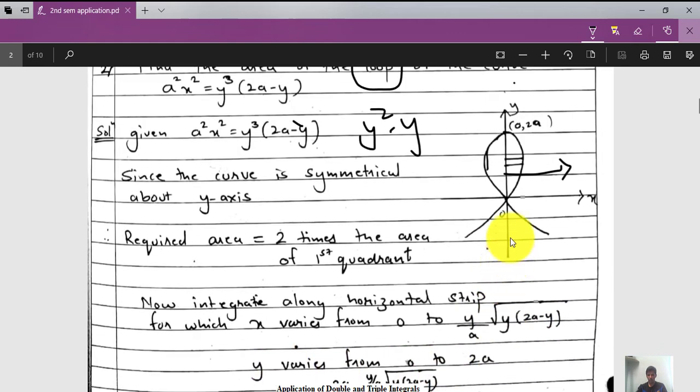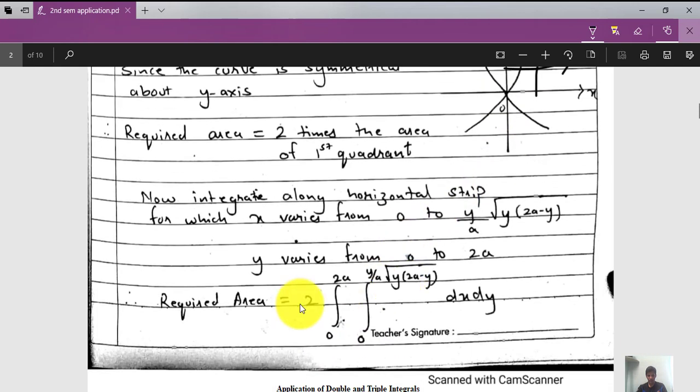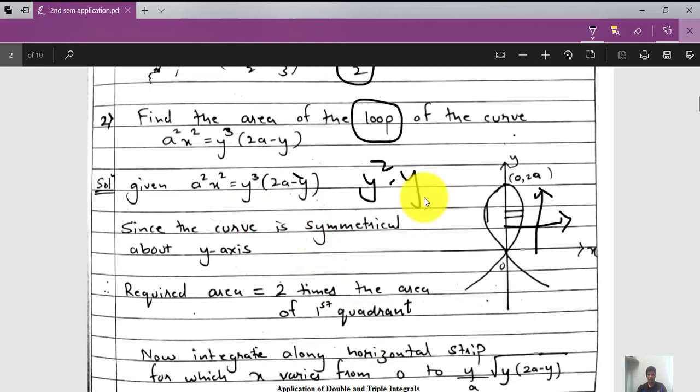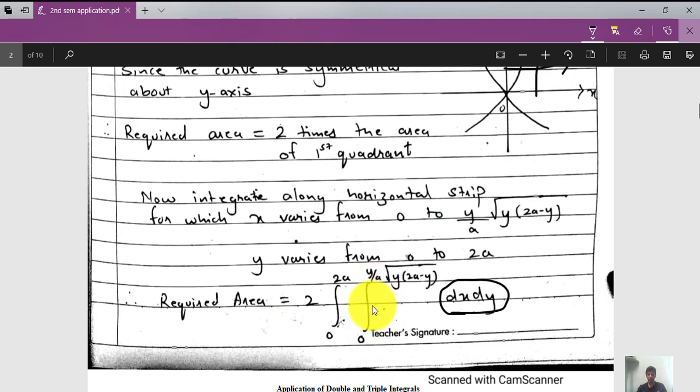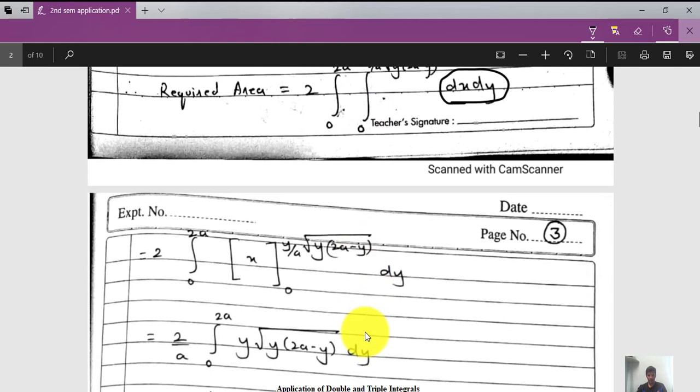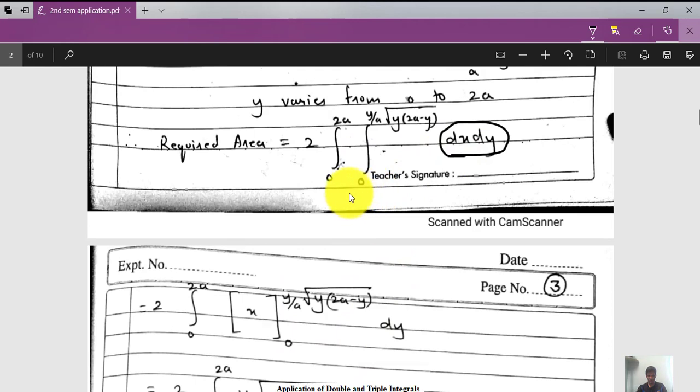And y varies from what? So y varies from 0 to 2a. Therefore the required area is twice the integral from 0 to 2a and 0 to y by a of the square root of y(2a minus y) dx dy, right? So the function is not given; with the help of this rough sketch you have taken the limiting points.